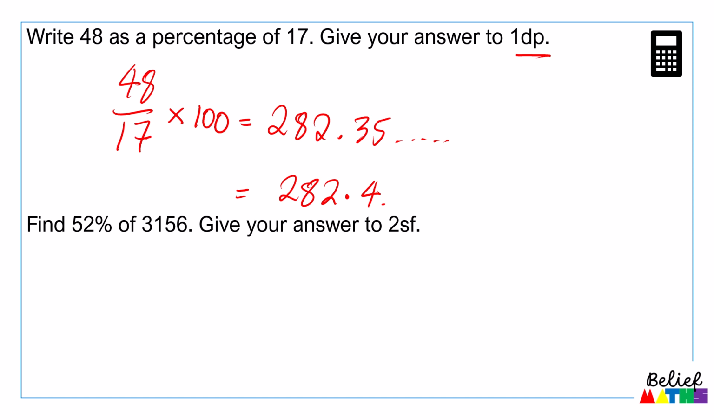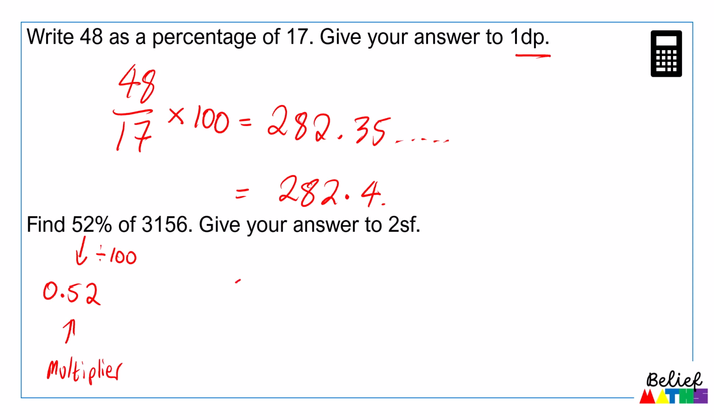Now, we could do, like we did in the last one, we multiply the amount by the percentage and then divide by 100. But instead what we're going to do is use what's called a multiplier. So we're going to convert this to a decimal by dividing by 100. So we get 0.52, and that's what we call our multiplier. Now that's quite useful because we're going to use that for all of our calculator methods.